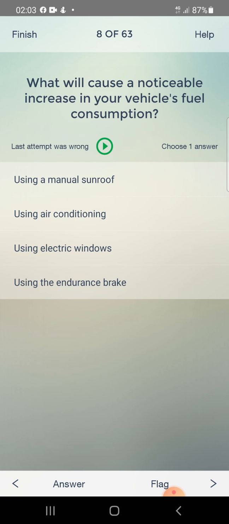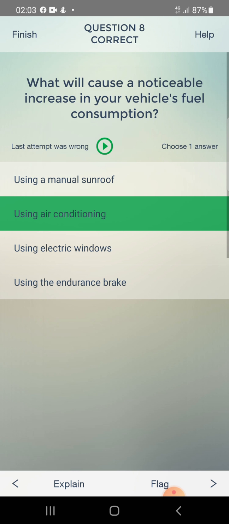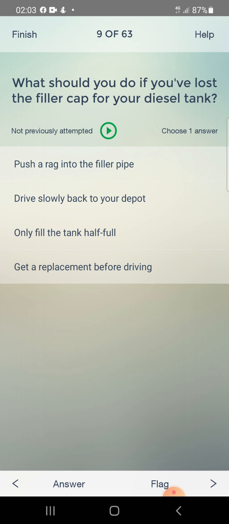Okay. What will cause a noticeable increase in your vehicle's fuel consumption? Using a manual sunroof, using air conditioning, using electric, using the engine. I think second, using air conditioning. What should you do if you have lost the filler cap for your diesel tank?